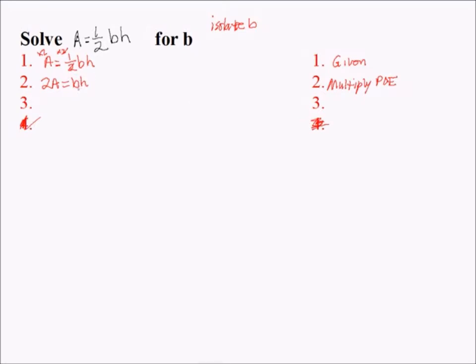Instead of multiply, we got to divide both sides by h. So this would be 2A divided by h equals b. Because what am I supposed to do? I want to isolate b. B is by itself. And so this is called the divide property of equality. So again, 2-column proof, and for every step, I need a reason for it.